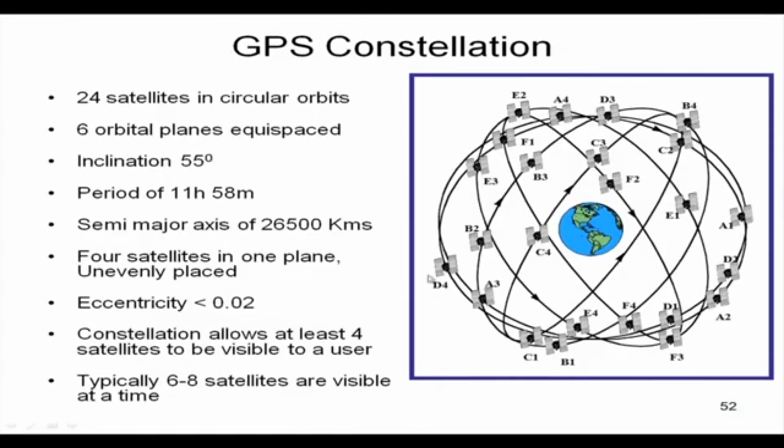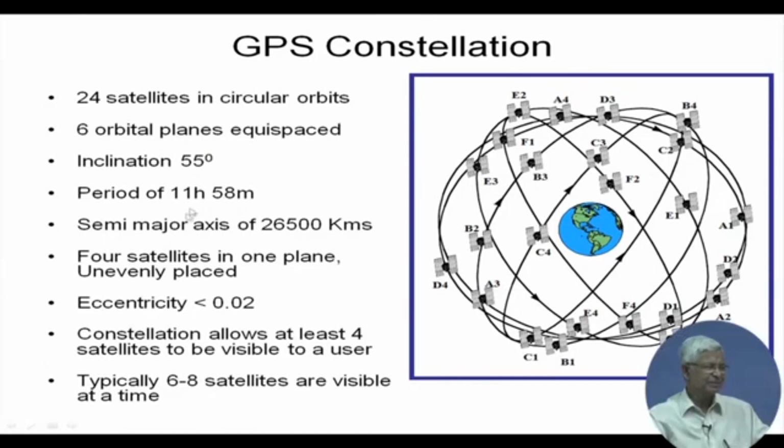Now, I will briefly talk about some of the parameters and features of the GPS and other constellations. The GPS constellation has 24 satellites in circular orbit, in 6 orbital planes at an inclination of 55 degrees each, and the period of the orbit is 11 hours 58 minutes.